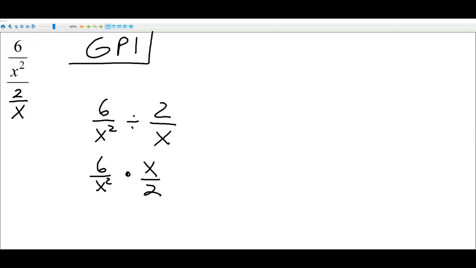And Haley, what's the next step? See if we can reduce. Now on this one we can reduce. If I have one x here, and I've got two x's here, this one x is going to take one of the x's away here, so it's just going to leave me with 1. And then the 2 divides into the 6 3 times. So on this one we can reduce. And all I'm left with is a 3 on the top and an x on the bottom. And so that's my final answer. Okay?